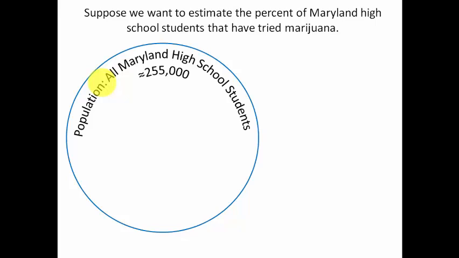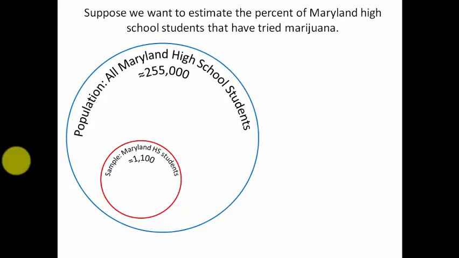So instead of interviewing them all, we're going to try to use a subset of the population, a smaller portion of the population, which we are going to call a sample. So we're going to choose some group of Maryland public high school students, a smaller group of them, and ask them this survey question instead of asking all 255,000.